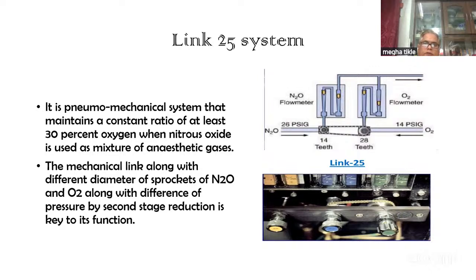And the sprockets which are there on the nitrous oxide knob are smaller. They are around 14 and there are 28 teeth on the oxygen. So every one rotation for nitrous will decrease or increase the oxygen concentration by 30%. So this is how it usually works. And the minimal gas flow which is allowed in this system is around 500 ml.